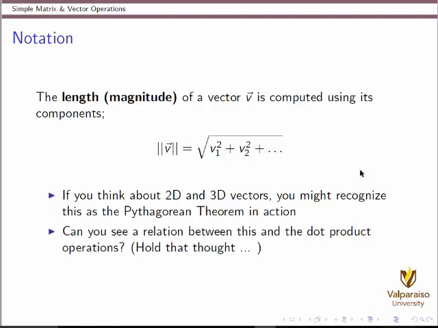Now, looking at that expression, can you see a dot product hiding in there? If you can, that's great. If you can't, that's okay. Either way, hold that thought.